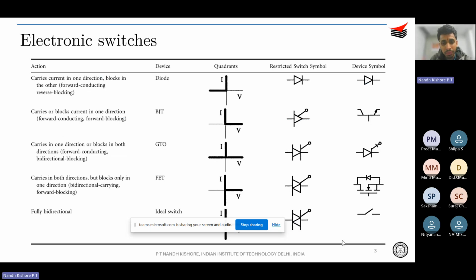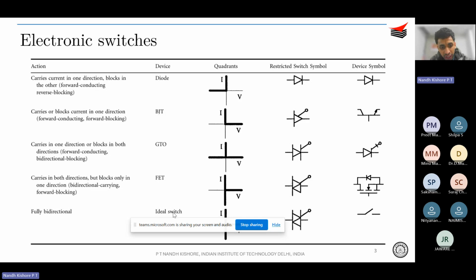Before we move ahead, how we define an ideal switch, you can see in the last row in this table. An ideal switch is supposed to be fully bidirectional in terms that it can block bidirectional voltage and it can conduct current in both directions. And of course, it needs to be completely controllable, right? So it can block positive voltage, negative voltage, and it can conduct current from anode to cathode or cathode to anode, right? So that is the definition of an ideal switch.